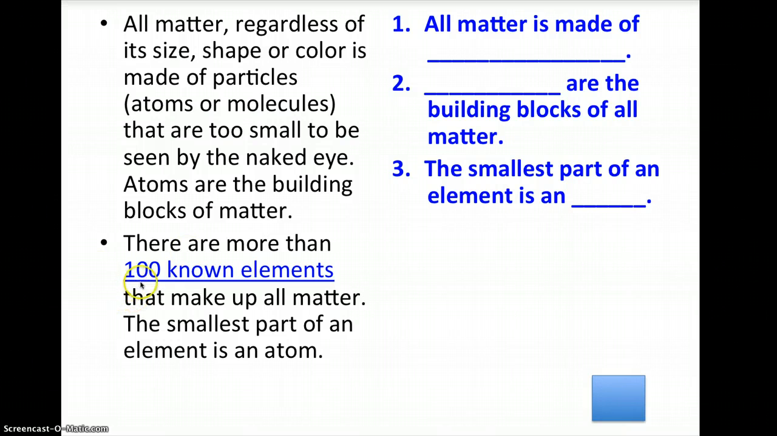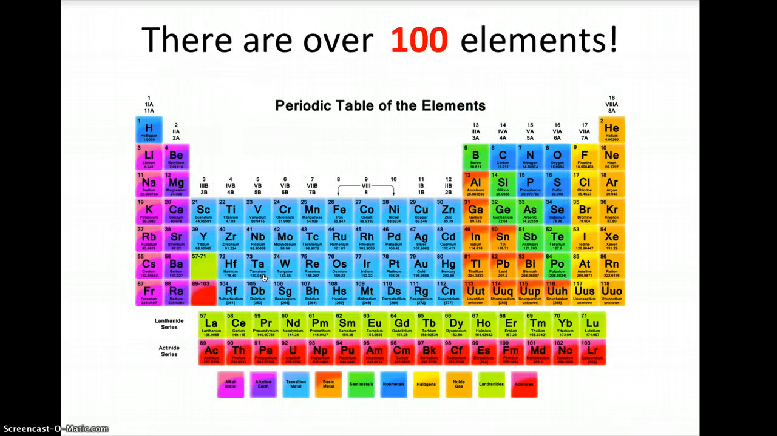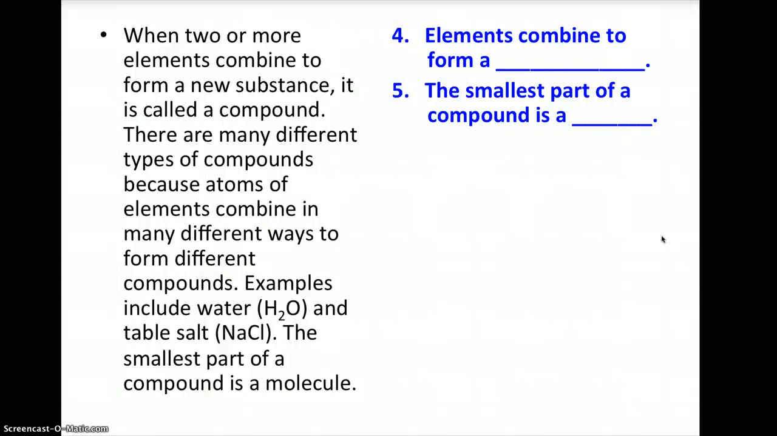There are more than 100 known elements that make up all matter, and the smallest part of an element is an atom. If you remember, we studied the periodic table of elements. All of these are elements. For all of them, the smallest part is going to be an atom. There are over 100 of them. That's an important number. There are over 100 elements.